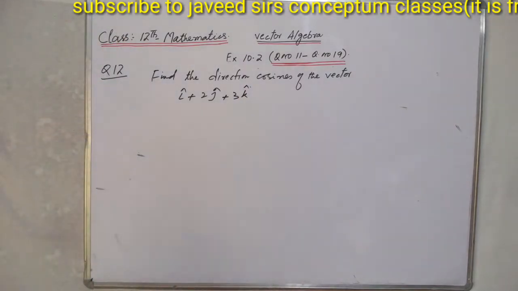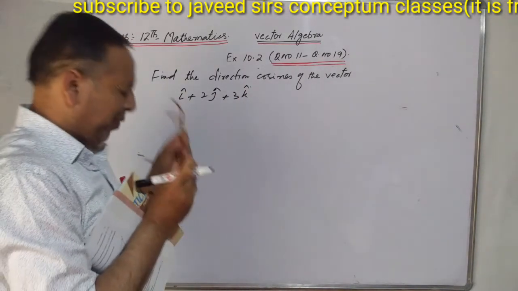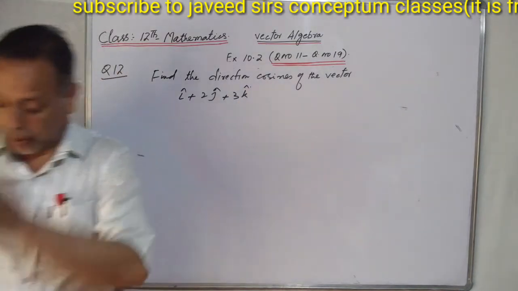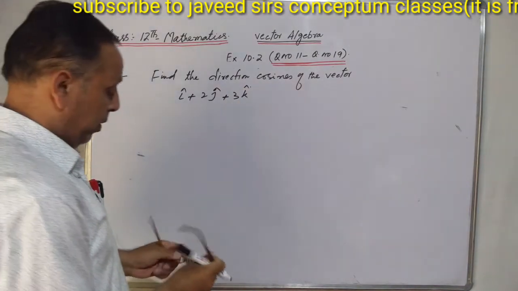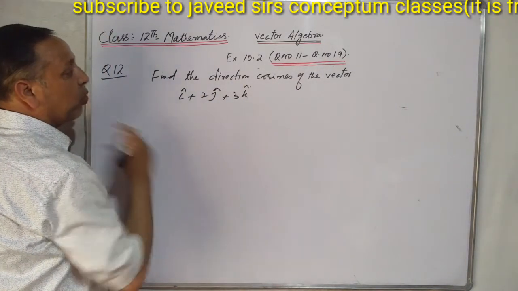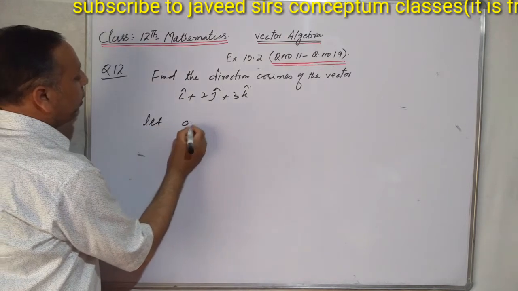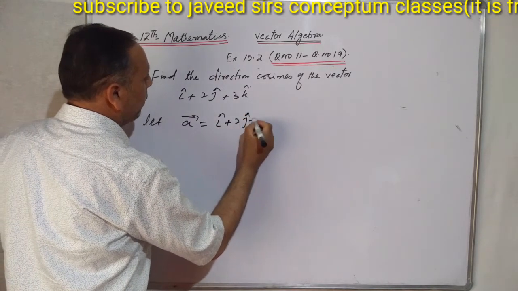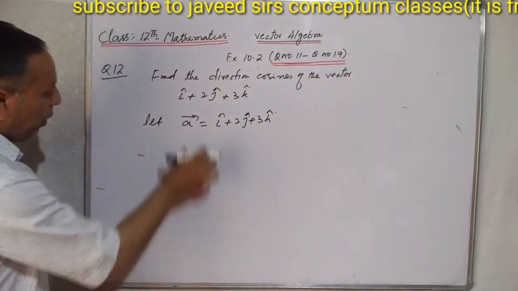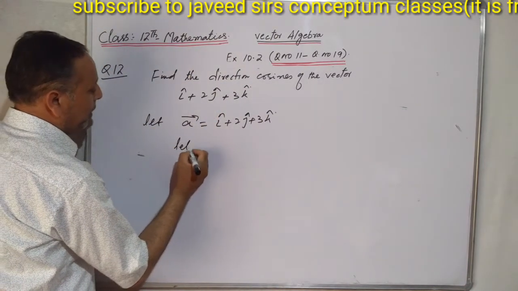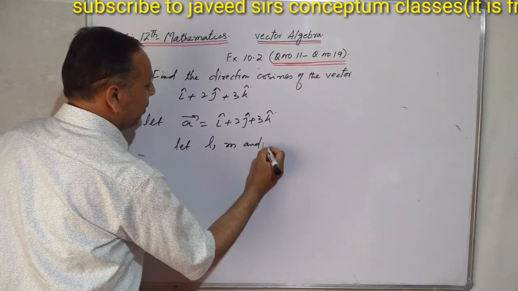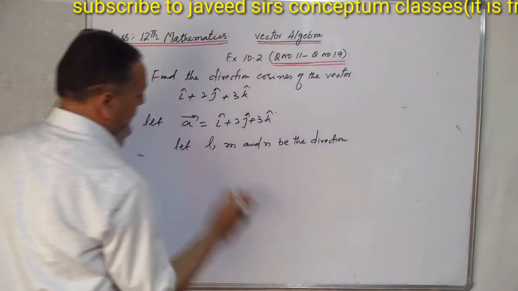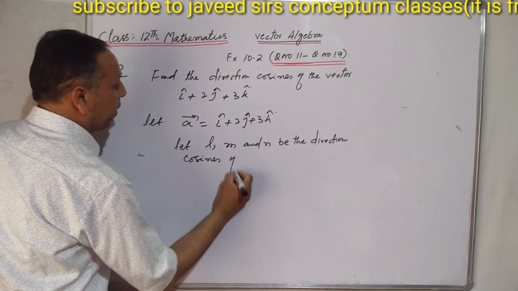You have to find the direction cosines of this vector. So let me suppose that this vector is equal to vector A, i cap plus 2j cap plus 3k cap. We have to find the direction cosines. So let l, m and n be the direction cosines of the vector.